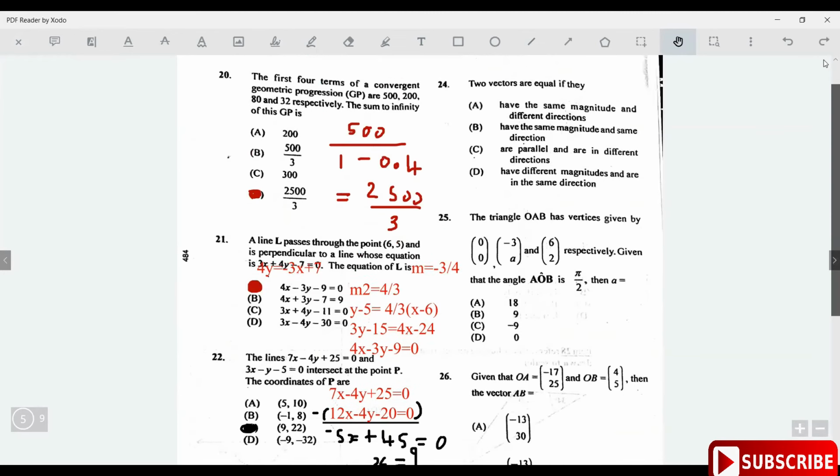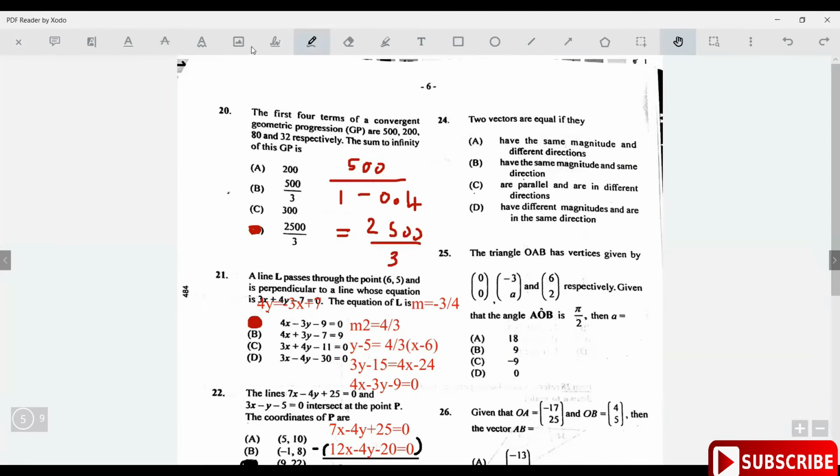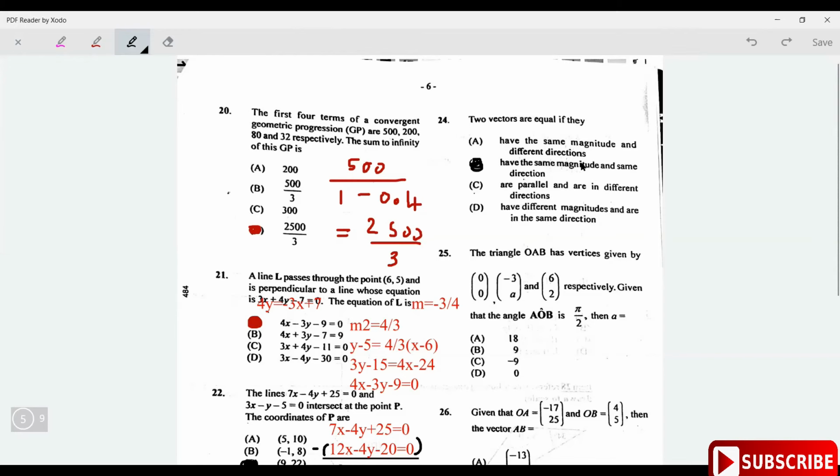Okay. It says two vectors are equal if they have the same magnitude and are going in the same direction. Easy. All right, next it says a triangle AOB has vertices (0, 0), (-3a, 0), and (6, 2). And it says given that angle AOB is pi by 2, meaning the angle is 90 degrees, then what is a?